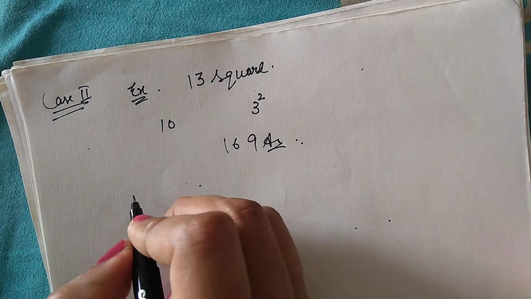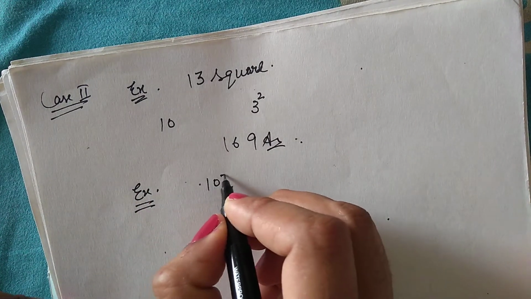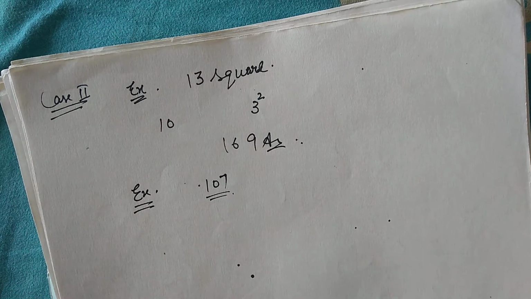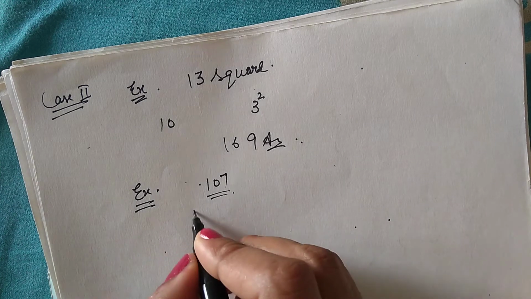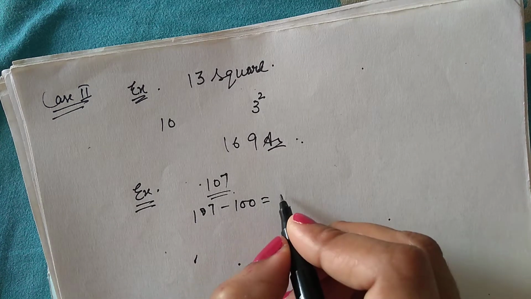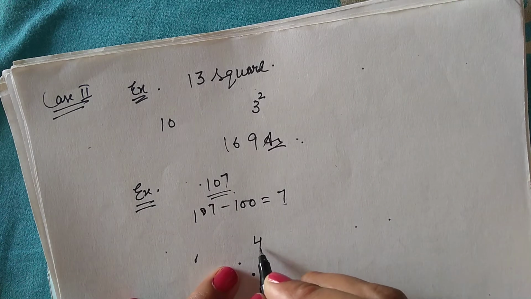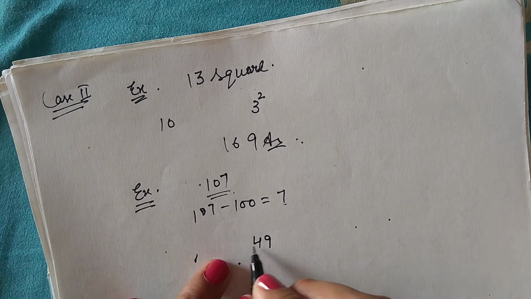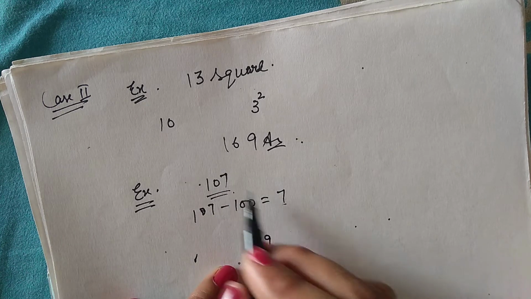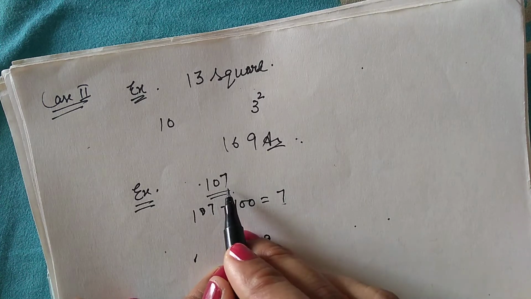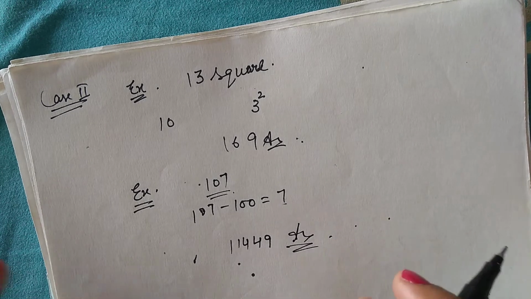We take another example, now for base 100, 107. How much is it greater than 100? That is 7, and 7 square is 49, that is the right hand side. And for the left hand side we just add the surplus to the exact number, 107 plus 7 is 114, and 11449 is our answer.